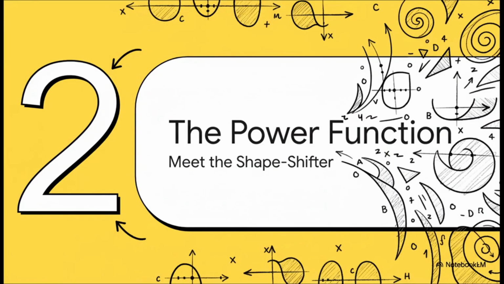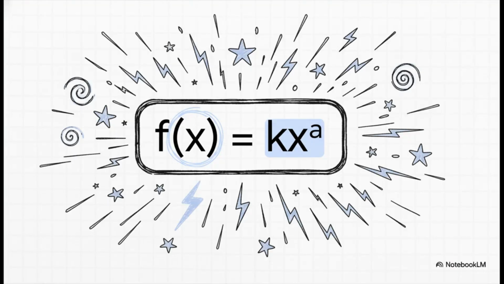All right, the rules are set. We know what a function is. So now it is time to meet the star of our show, the elegant, the powerful, and the surprisingly simple formula that's been hiding behind all those shapes we saw at the beginning. And here it is. This is the secret code. f(x) = k times x to the power of a.